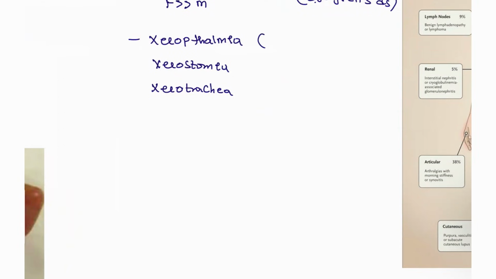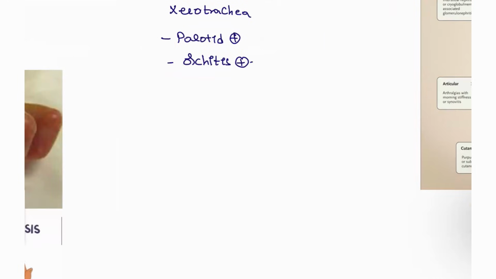For xerophthalmia, the test that we are going to conduct is the Schirmer's test. Okay, we perform the Schirmer's test for this patient to check for dry eyes. Also the parotids are going to be involved, and also orchitis; whatever glands are present in our body are also going to be involved. The antibodies are anti-SSA and anti-SSB, which are positive for this patient.